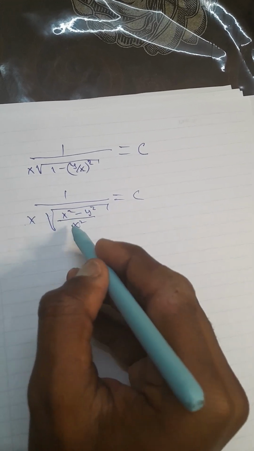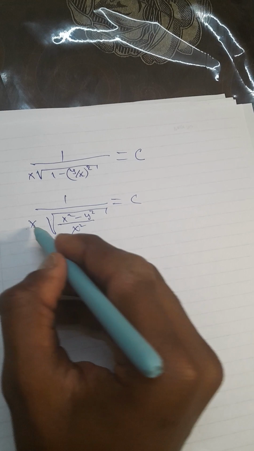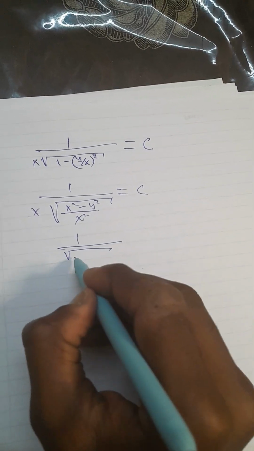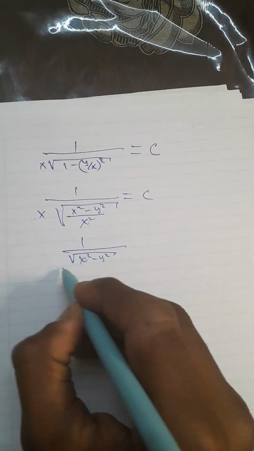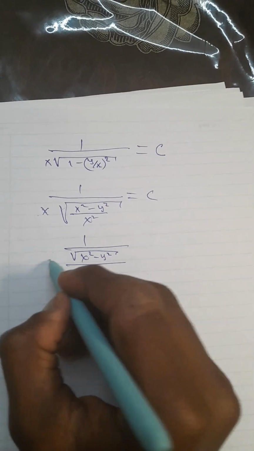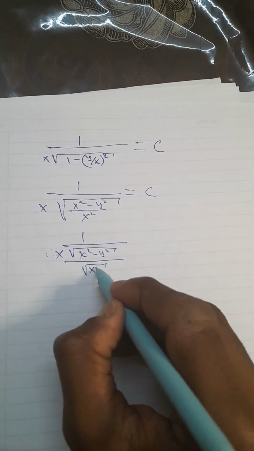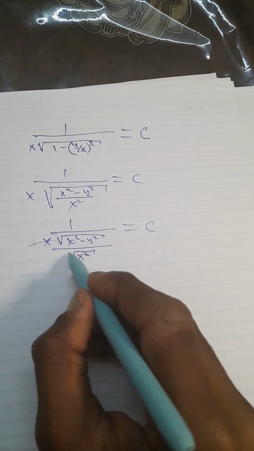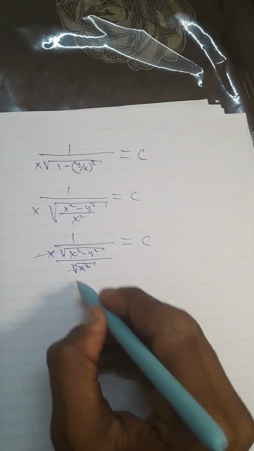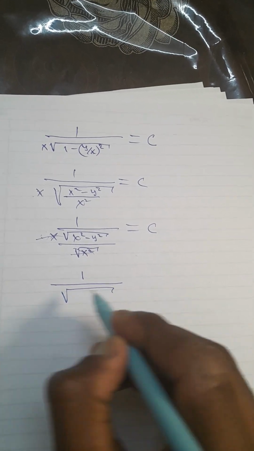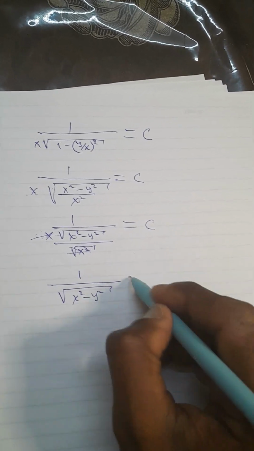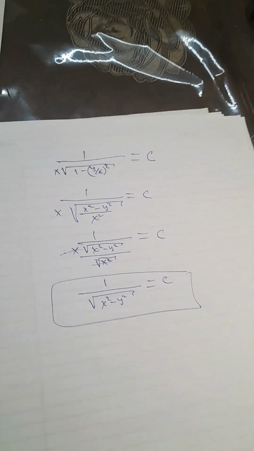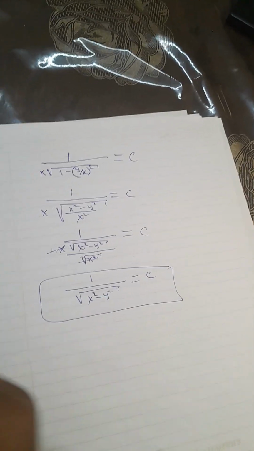If you put this one inside or this one outside, this x and this x will be cancelled out. So you'll get 1 upon root of x square minus y square all upon x times x. And this will be c, so this and this will be cancelled out. So in the end you will finish like this: x squared minus y squared equal to c. So this is the solution for this equation.